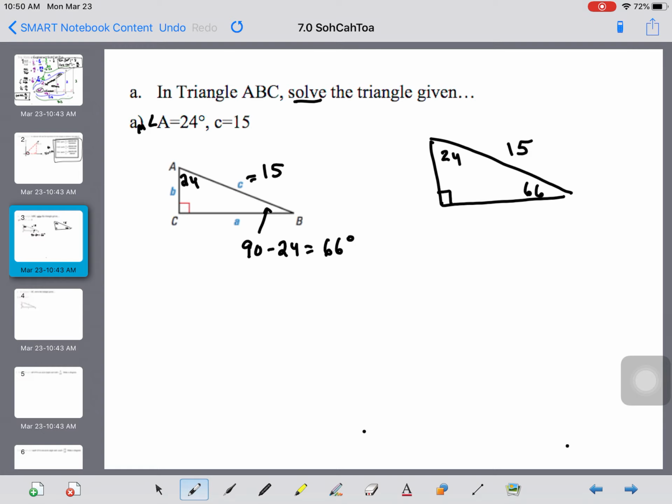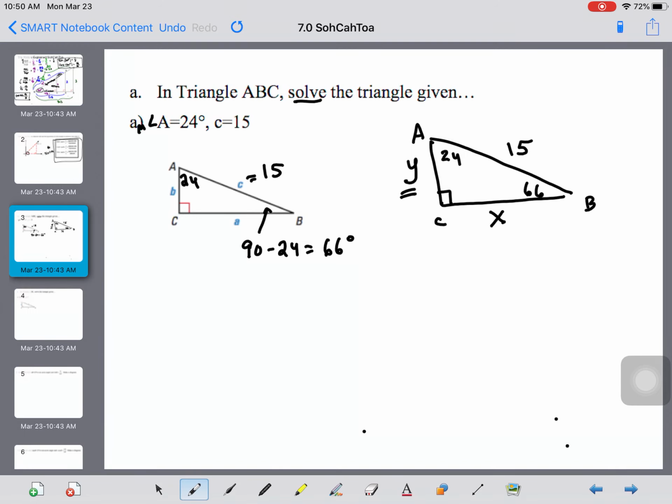How do I find the other side length values? Well, I'm going to call this one X for now, and I'm going to call this one Y. So notice if I want to find Y, I need to use sine.